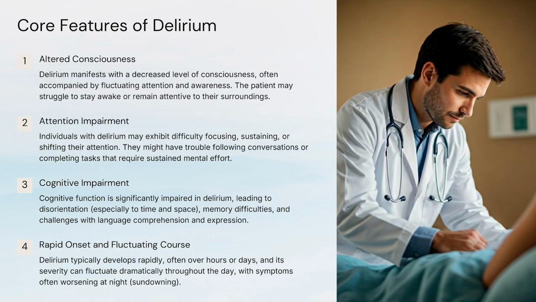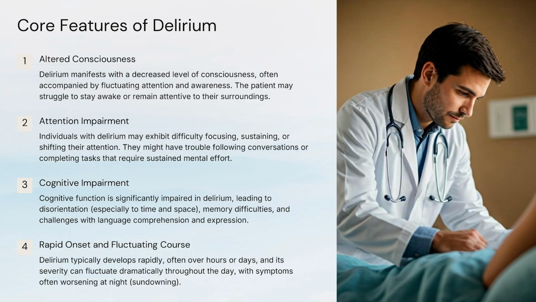And then attention impairment, where they exhibit problems with focusing, sustaining and different types of attention, and cognitive impairment, as it is written in the ICD criteria. A global disturbance will be seen here, with lack of orientation and difficulties with memory, attention, and many other things. And then rapid onset and fluctuating course.